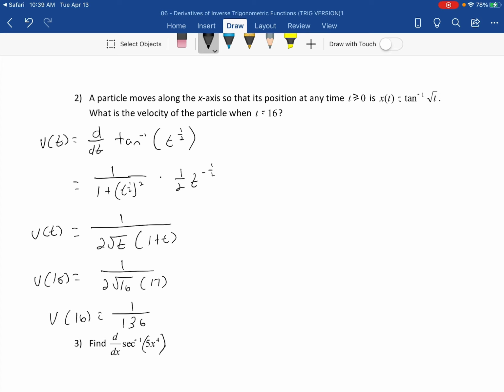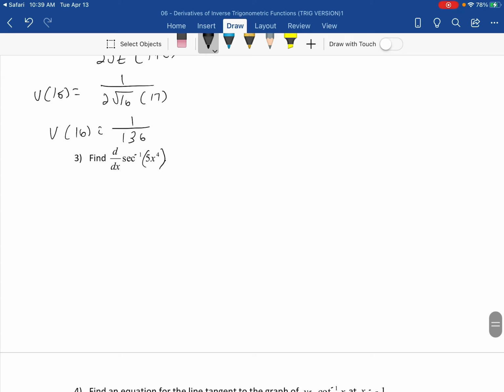Okay, here's another one. Derivative of secant inverse. And the derivative of secant inverse is that crazy absolute value one. So I get 1 over, okay, what was it? Absolute value of x, but here it's absolute value of 5x to the 4th. Then it was square root of x squared minus 1, but here it's going to be 5x to the 4th squared minus 1. Then times the derivative of the inside, 20x cubed.